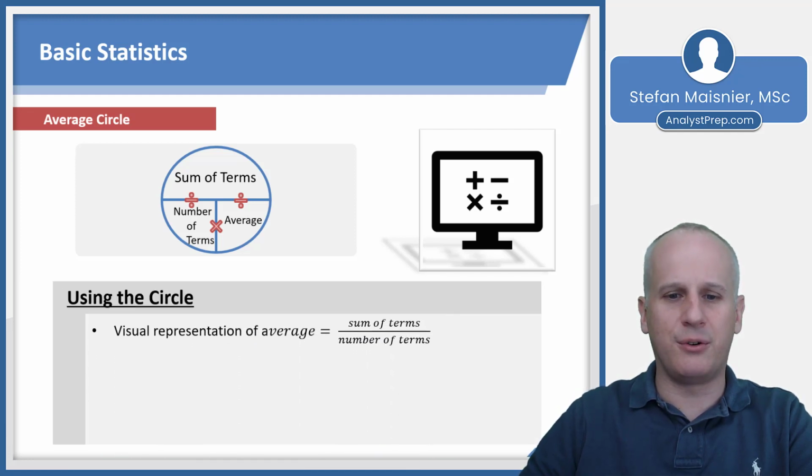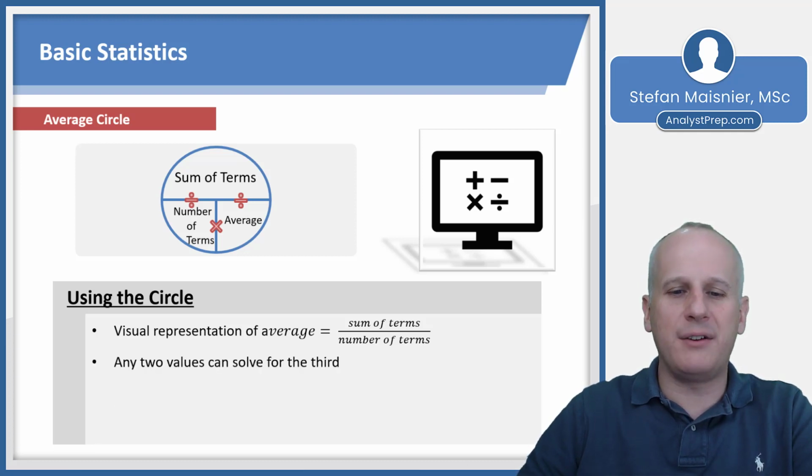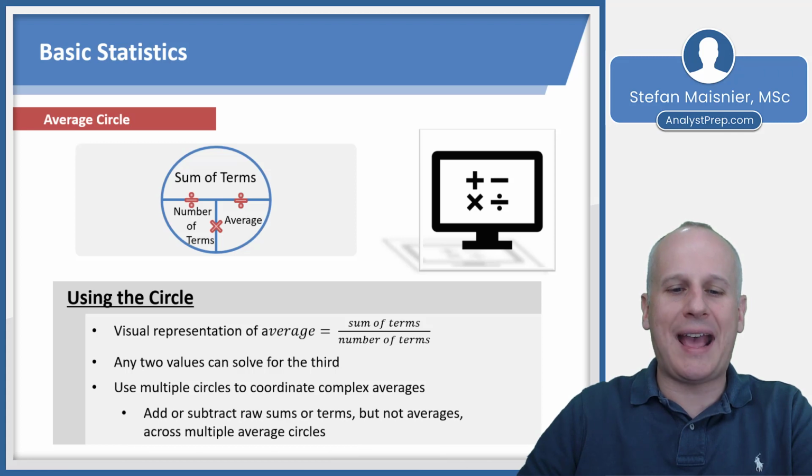So how do we use the circle? Well, it's the visual representation of average is equal to the sum of the terms divided by the number of terms. And any two values can solve for the third. You could use multiple circles to coordinate complex averages. And you can add or subtract raw sums or terms, but not averages, across multiple average circles.